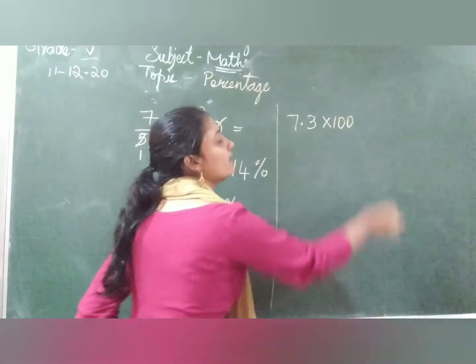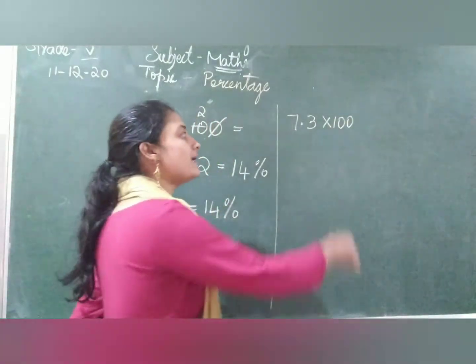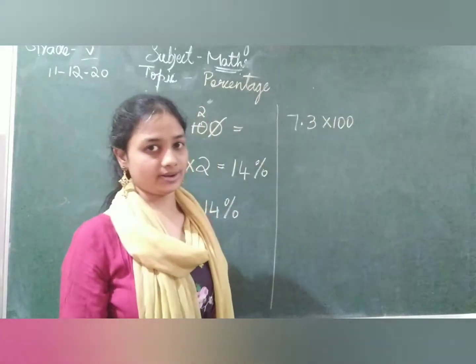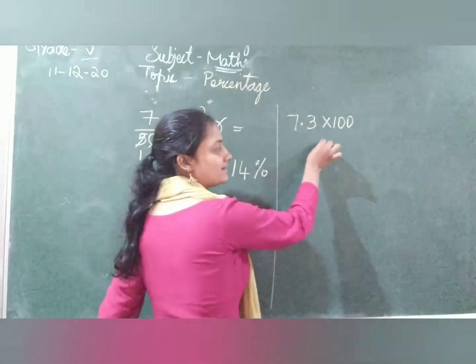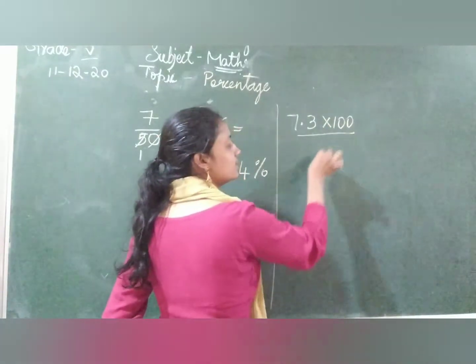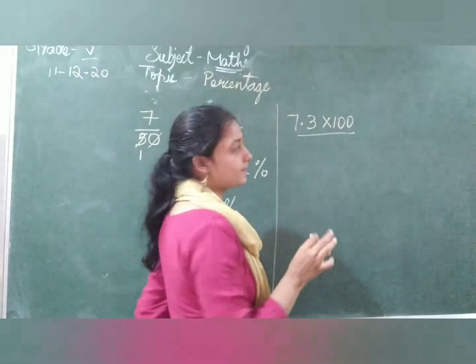Same way, how you multiply the fraction with 100, you will multiply the decimal also with 100. So when you multiply, you normally multiply and say through this method. It is a little bit long method. So I will teach you a short method.